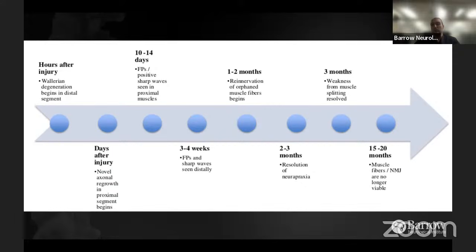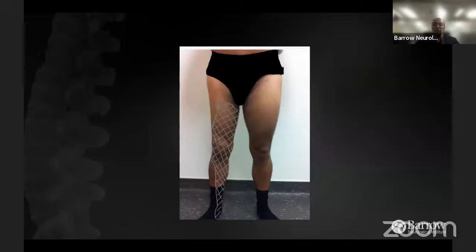At 3 months, that's when you see the resolution of the neurapraxia, where the weakness from the muscle splitting due to the approach is resolved. And this process essentially continues up to maybe 2 years after surgery. That's when the muscle fibers and neuromuscular junctions are no longer viable. And this is important to counsel the patients that this process can continue for maybe up to a year to see the extent of full recovery. And in the following examples that I will provide, you will see how this could be very profound.